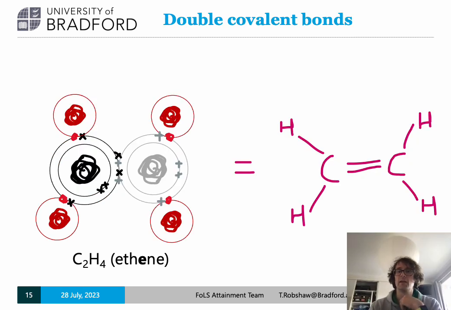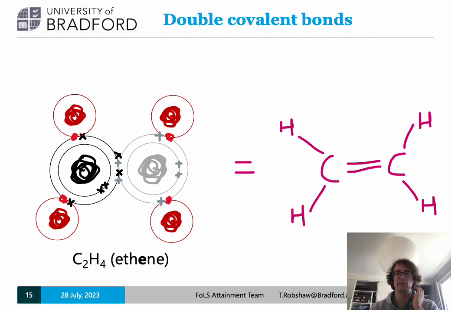Let's move on to double covalent bonds. As you might know, some hydrocarbons have double covalent bonds in them. All this means is that between the two bonding atoms, there are two pairs of shared electrons. So thinking about the simplest example, ethene, two carbons and four hydrogens, for example. Each carbon atom is bonded to the other carbon and to two hydrogens. It shares one pair of electrons with each hydrogen and two pairs with the other carbon, making the double bond.